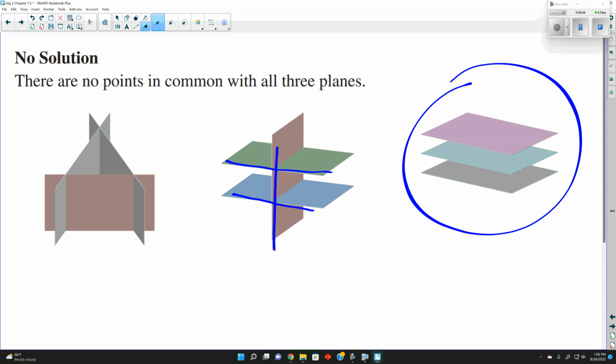There's only two. We need all three. For us to have a solution, we need a point or line where all three cross, where all three have a point of intersection. And in all of these three, we don't have that. That's a no solution.